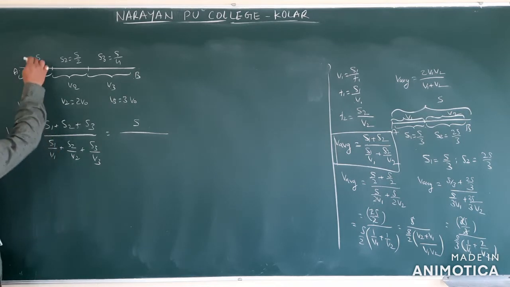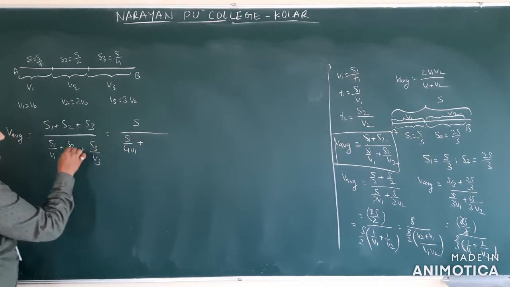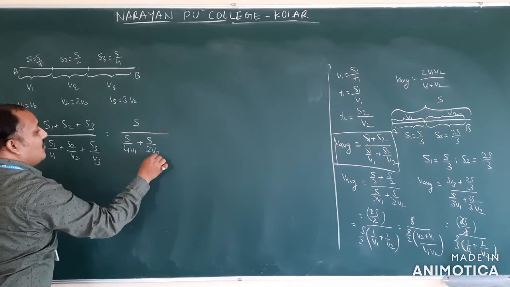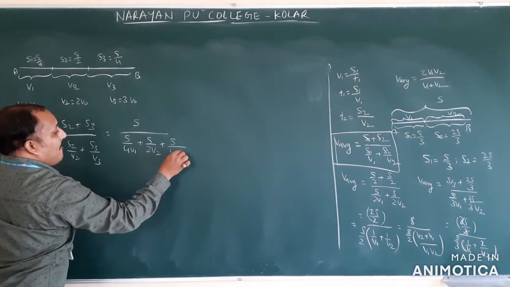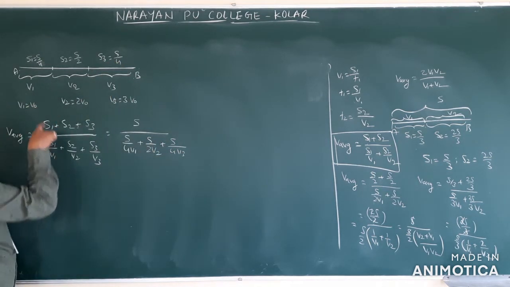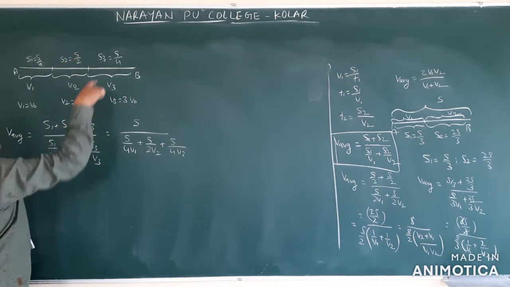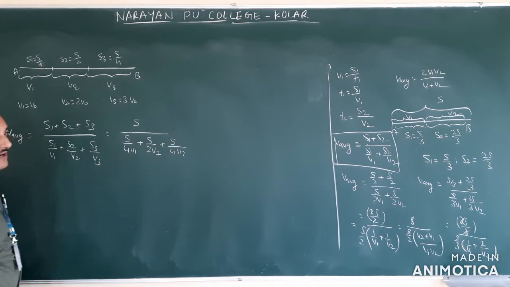What is s1 here? S by 4 v1 plus s2 here, S by 2 v2 plus s by 4 v3. In place of s1, s by 4. In place of s2, s by 2. In place of s3, s by 4. Just try substitute. Actually v1, v2, v3 also we have to substitute; we will substitute at the end.